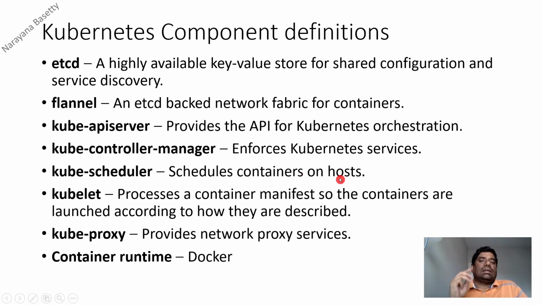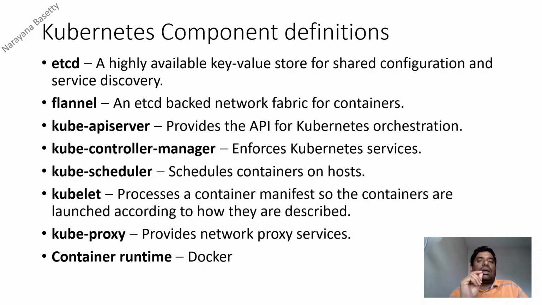You have seen in the diagram 3 nodes where you can host the containers, which you need to host on a specific node or on all the nodes. You can define that in the Kubernetes scheduler. And Kubelet is a process that reads the container manifest, so that containers are launched according to how they are described. Manifest is a concept in Kubernetes. It is represented using a YML file, so we call it a manifest configuration file.